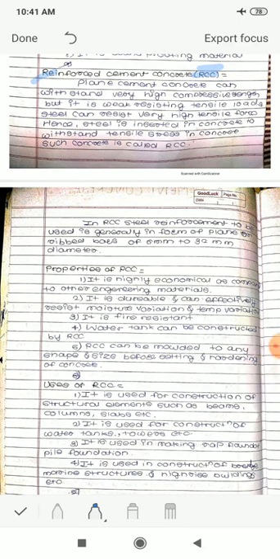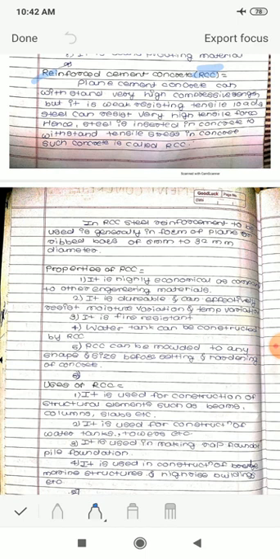Today I will explain about reinforced cement concrete, that is RCC. RCC is a mixture of cement, sand, aggregate, and steel. That is called RCC. RCC is used for the construction of structural members such as beam, column, slab, and also foundation.